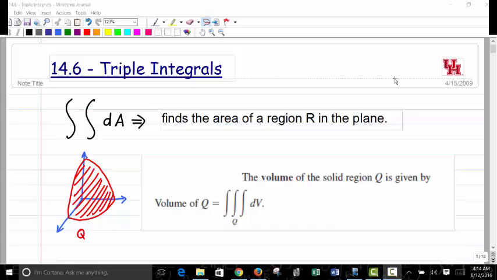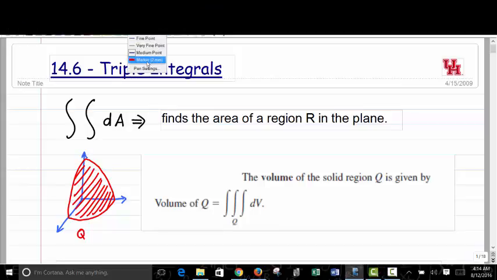Okay, now let's take a look at triple integrals. If you had fun with double integrals, you're going to love triple integrals. So let's see what we have here.